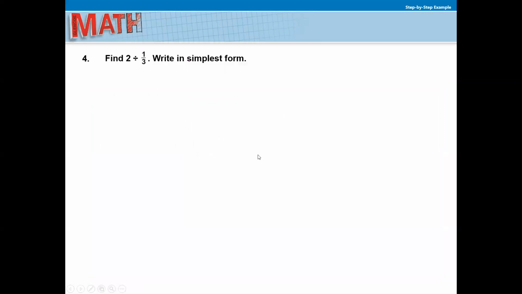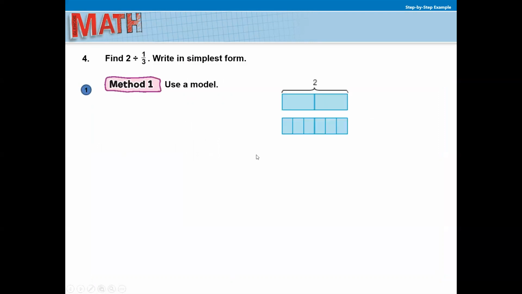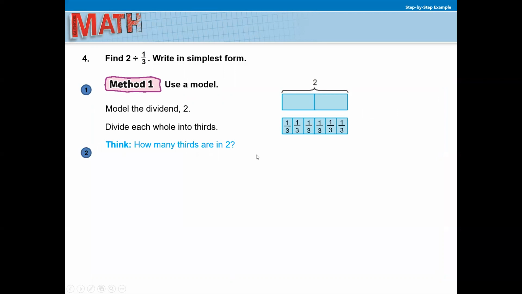Find 2 divided by 1/3. Write it in simplest form. Method 1, use a model. We have 2 blocks. We divide each block into thirds. Model the dividend, 2, the divisor, 1/3. Think, how many thirds are in 2?